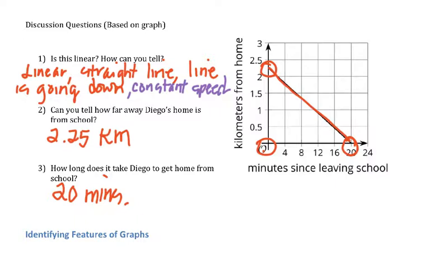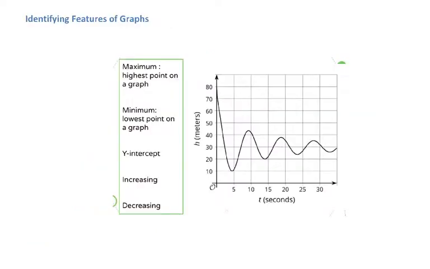All right. So that was reading a graph, understanding what the story tells us about the graph. All right. Then what we did in class is we moved on into identifying features of a graph. And we are going to continue to look at some features about graphs. Okay, so the things that we're going to talk about on a graph is the maximum. So that's the highest point on a graph. We're going to talk about the minimum, the lowest point on the graph.